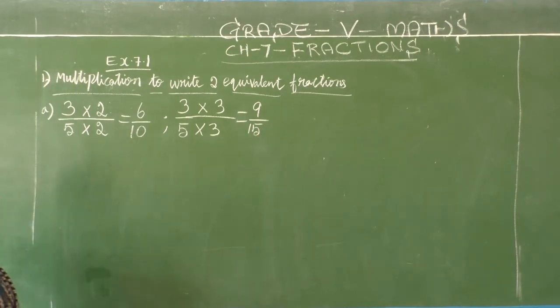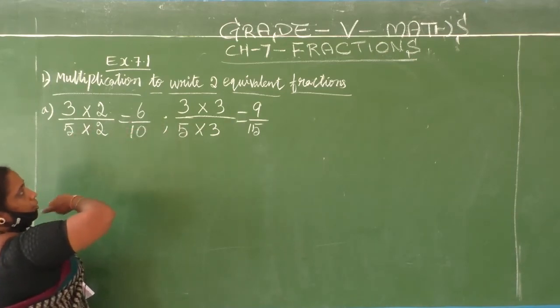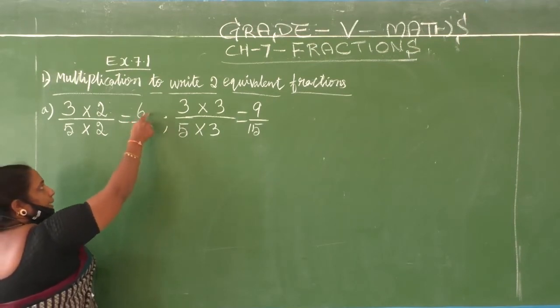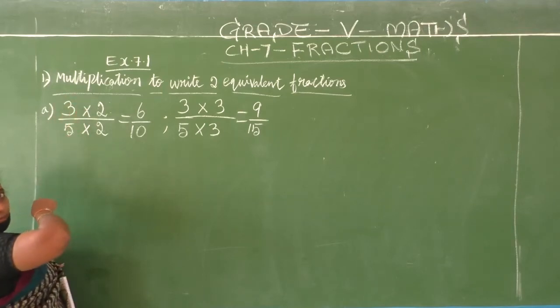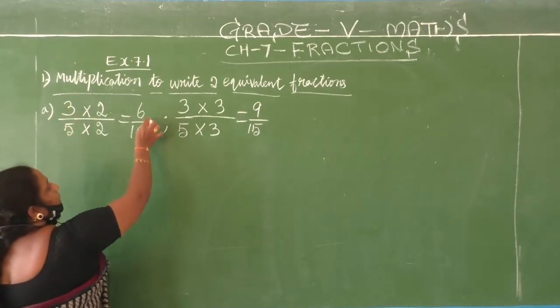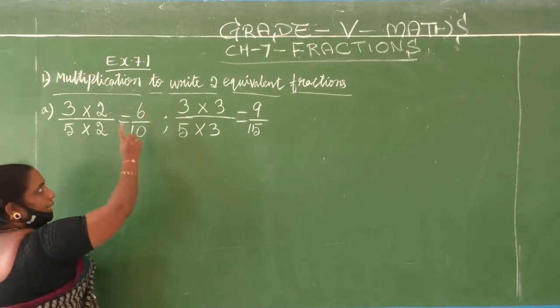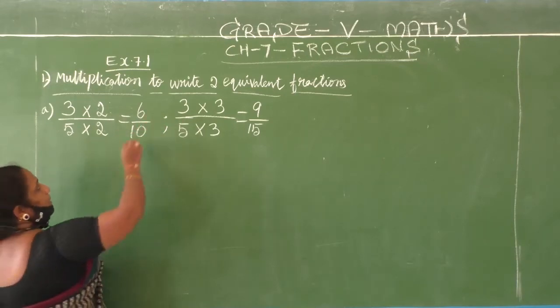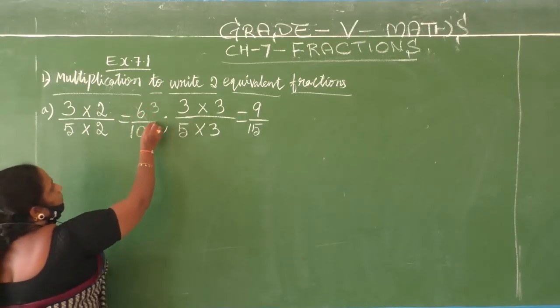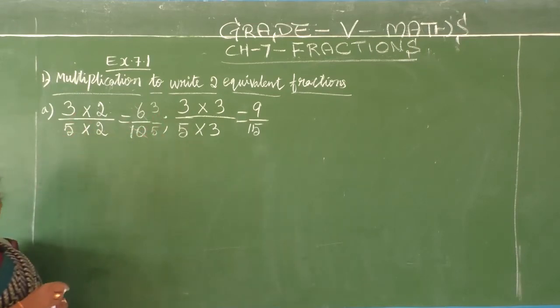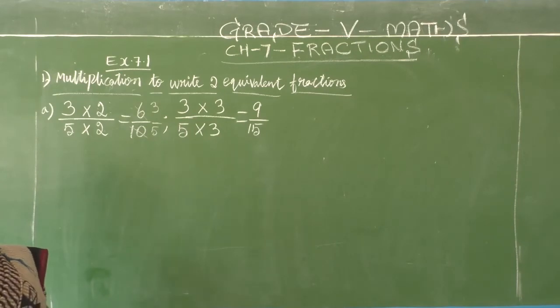Do you have one doubt? Why are we calling these equivalent fractions? Listen, you multiplied and got one equivalent fraction. If you simplify, that means cancel this fraction, you get the same answer. See, what is the common table to reduce 6 and 10? Both are even numbers, so we can take the 2 table. I cancelled by 2: 3 2s are 6, 5 2s are 10. See, 3 by 5, 3 by 5. So that's why we are calling them equivalent fractions.